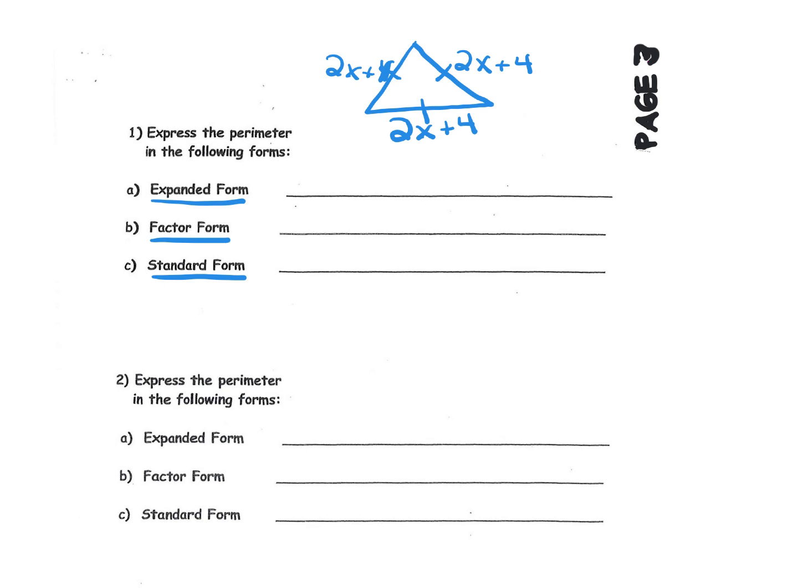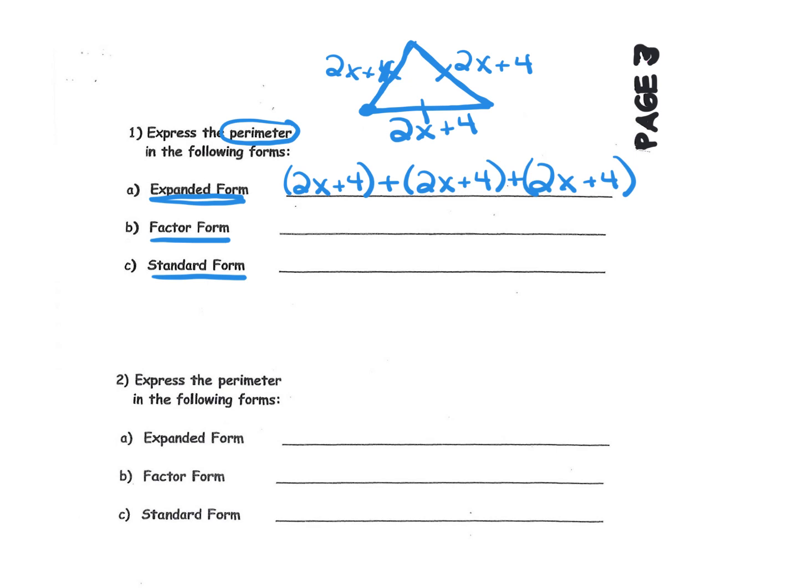If we would like to represent the perimeter, or express the perimeter, in the following forms, we're going to start by taking the three quantities and adding them up. So in expanded form, we would write 2x plus 4 plus 2x plus 4 plus 2x plus 4.